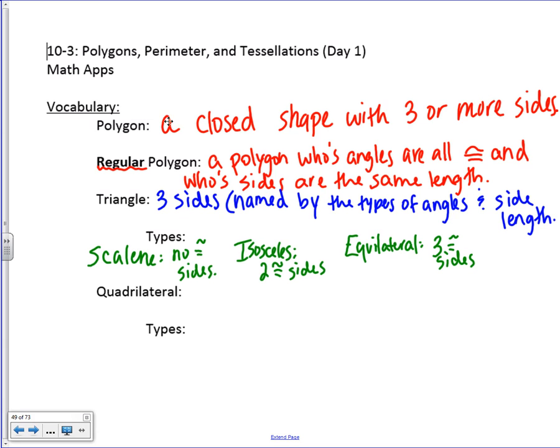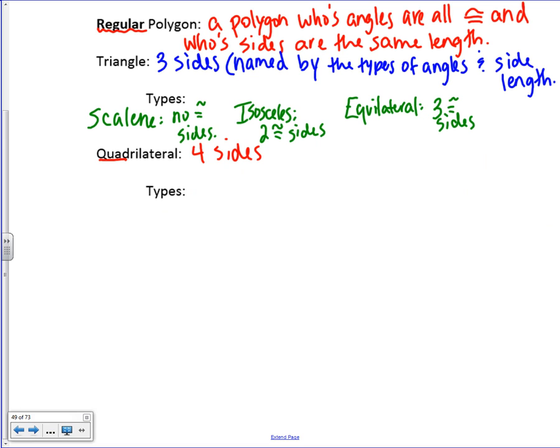Next, we have a quadrilateral. And a quadrilateral simply has 4 sides. Hopefully you know that prefix of quad means 4. And we have lots of types of quadrilaterals. Okay. The first type is a parallelogram. And I think what I'm going to do, guys, is I'm going to go through and write all these down and then go back and explain them. So you can go ahead and write, and then I'll go back and talk about each one.